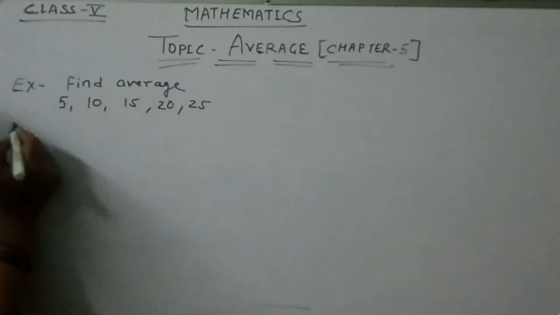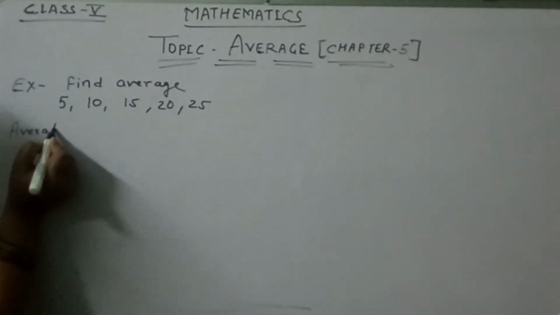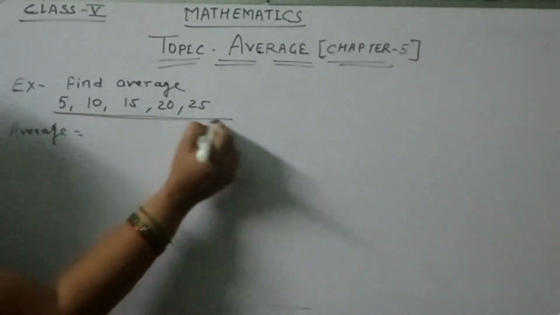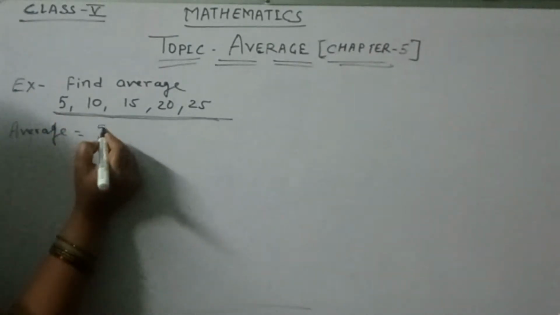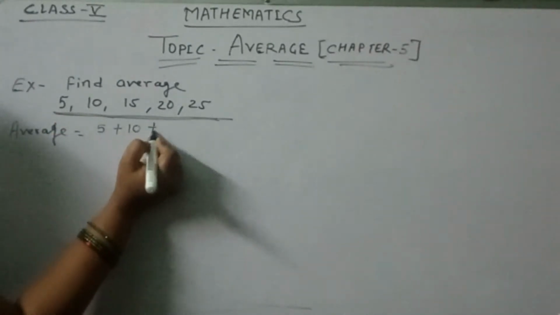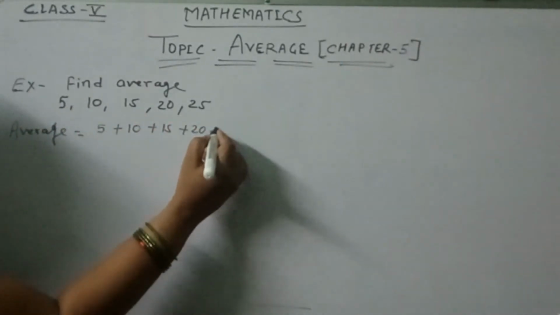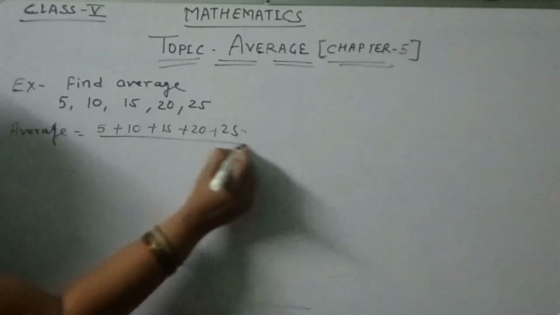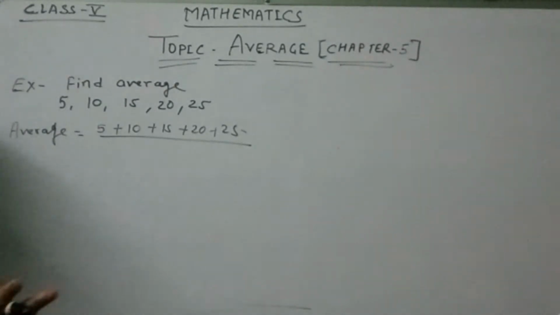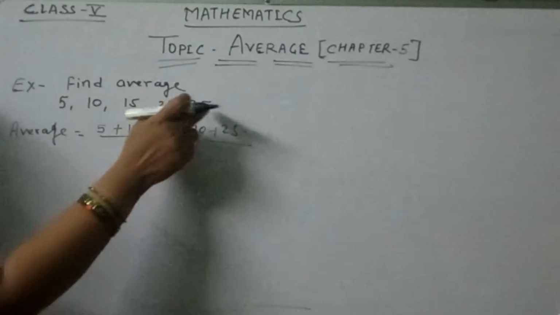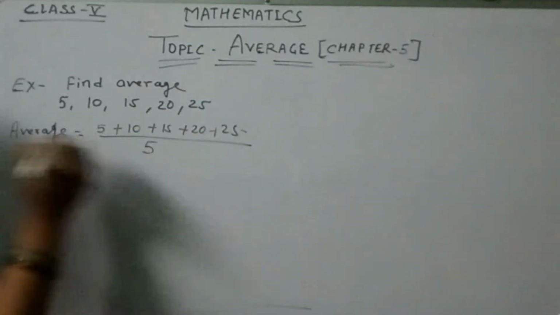That means average is the sum. Sum means you have to add all the numbers. What is given here? 5 plus 10 plus 15 plus 20 plus 25, and divided by the count of numbers. How many numbers are given here? 1, 2, 3, 4, 5. There are 5 numbers.